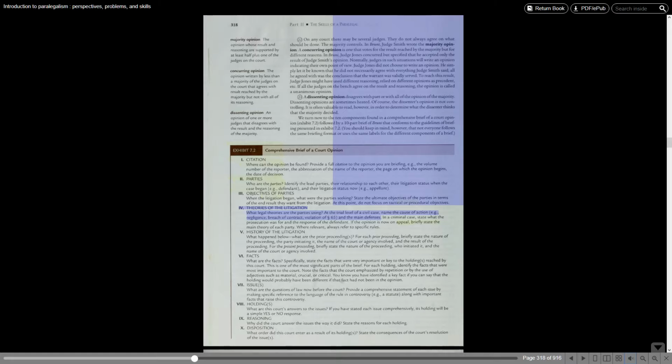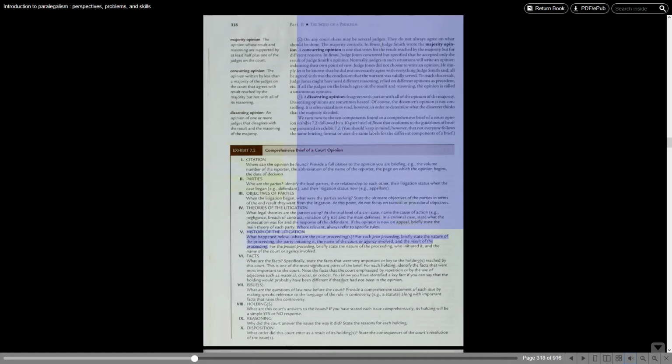At the trial level of a civil case, name the cause of action, e.g., negligence, breach of contract, violation of a statute, and the main defenses. In a criminal case, state what the prosecution was for, and the response of the defendant. If the opinion is now on appeal, briefly state the main theory of each party. Where relevant, always refer to specific rules.